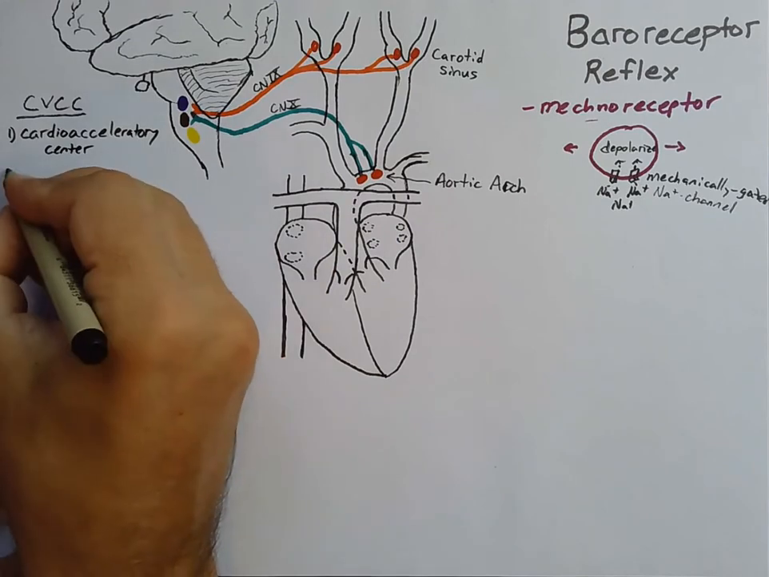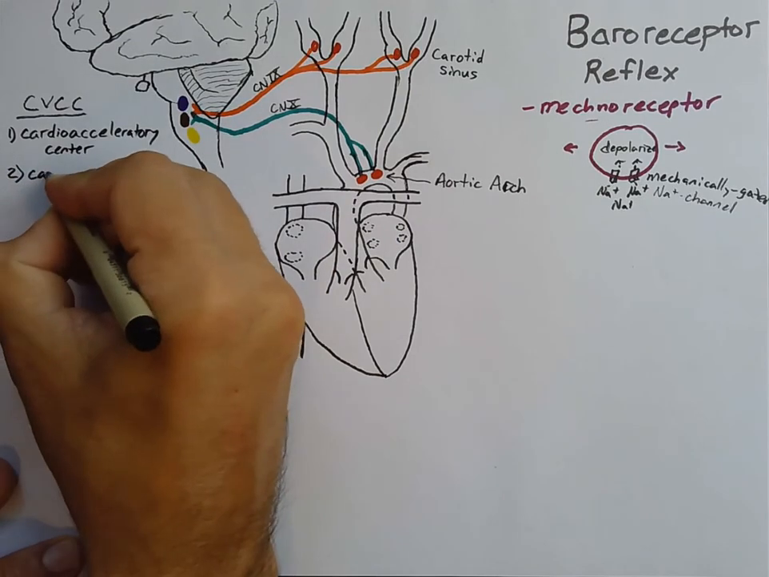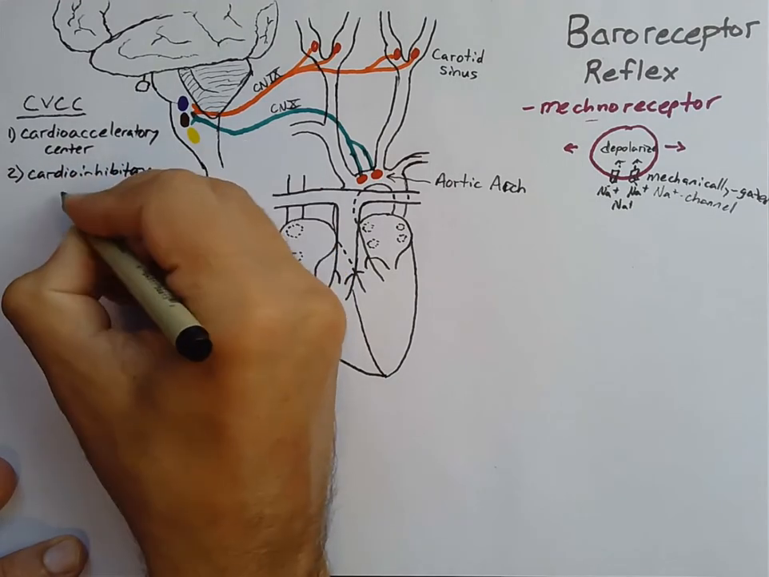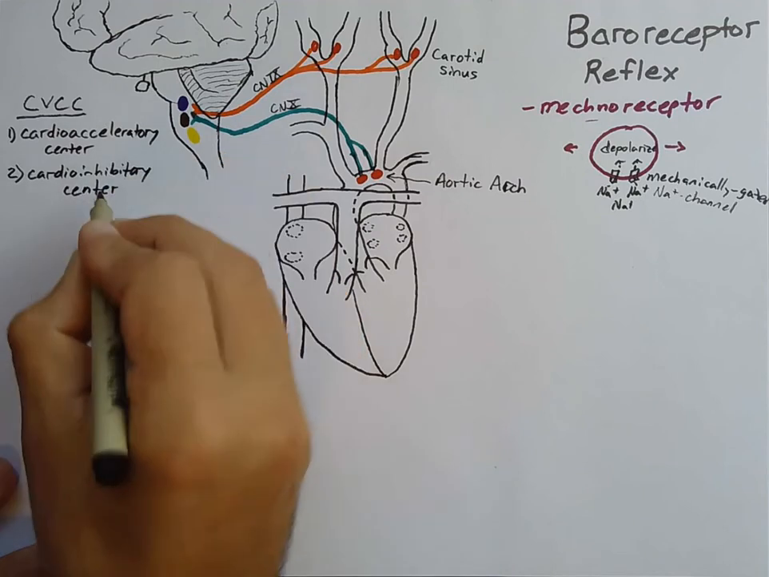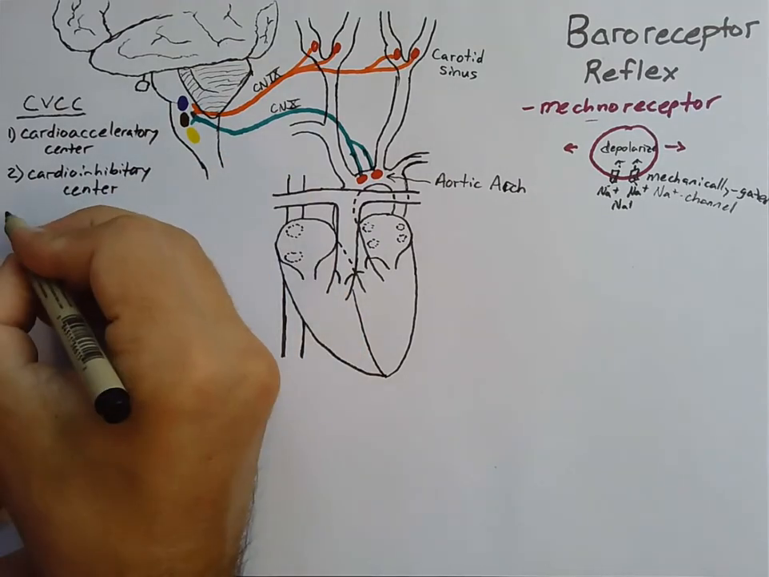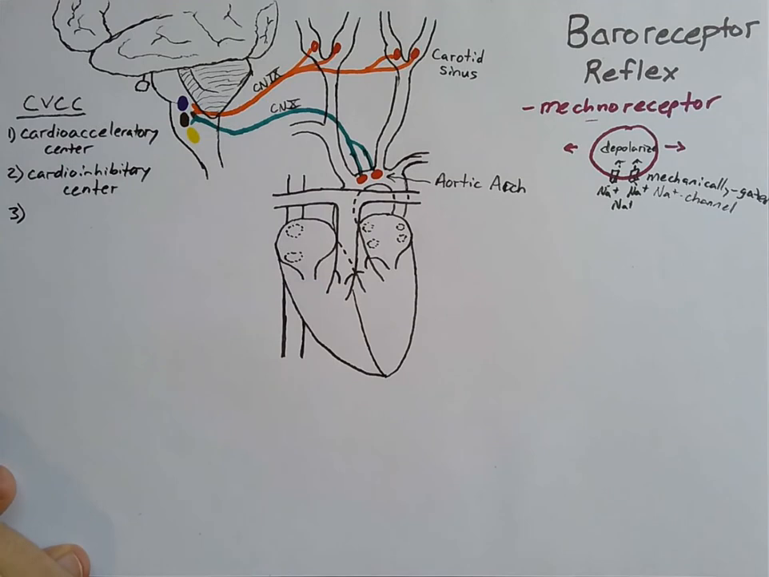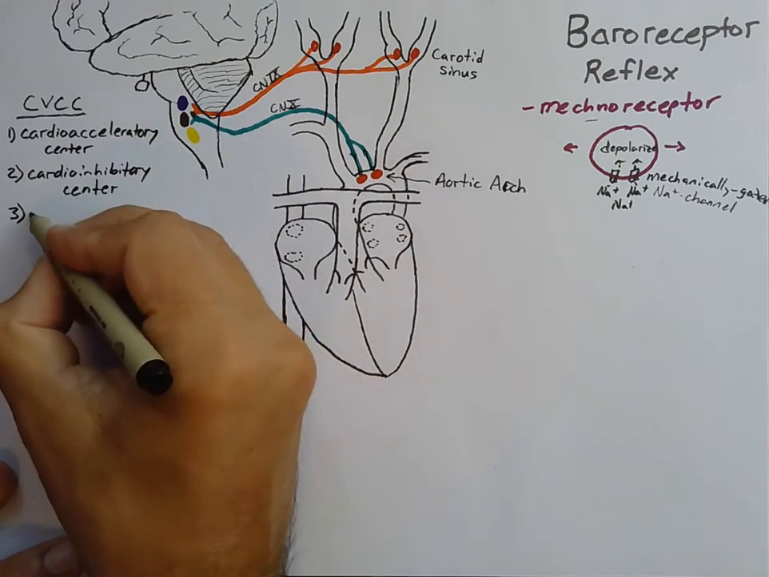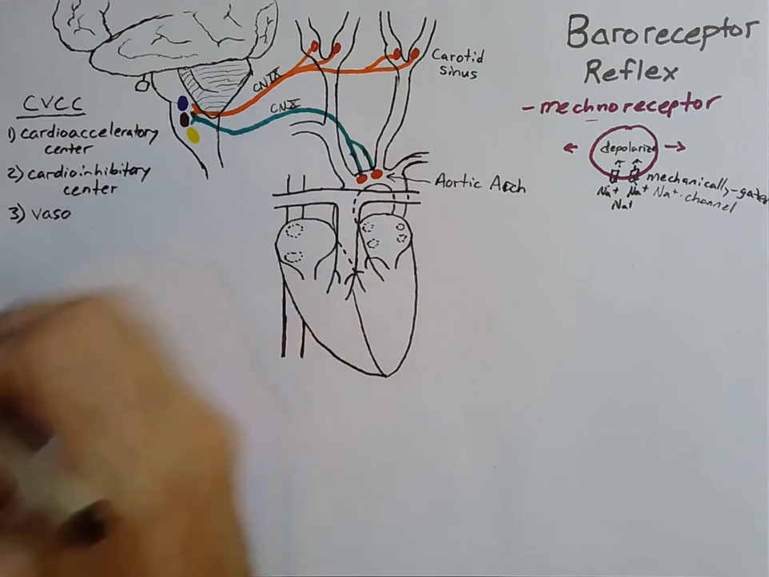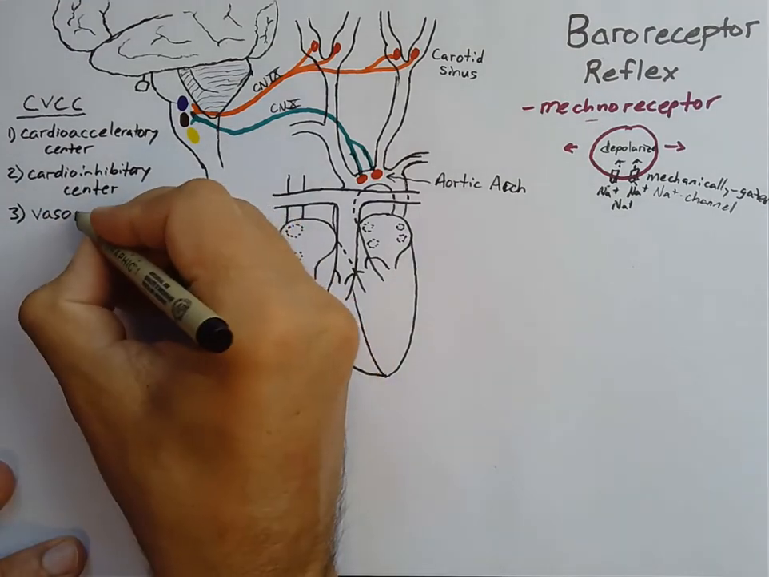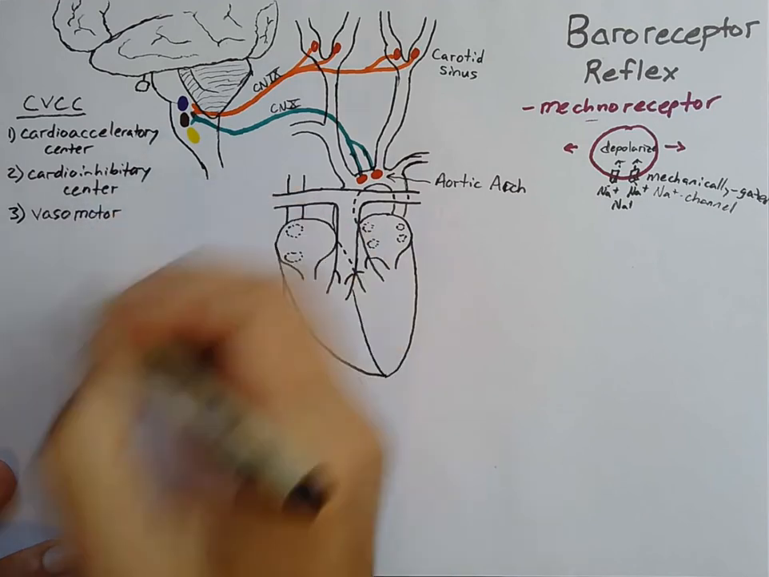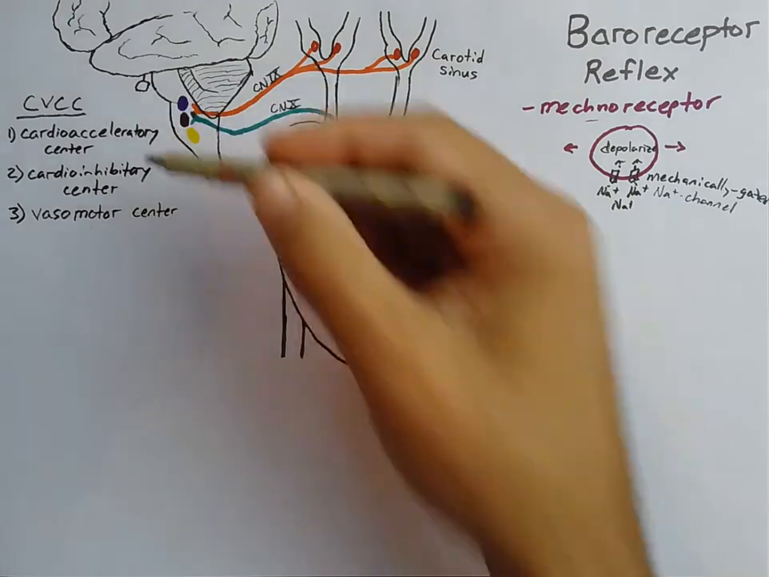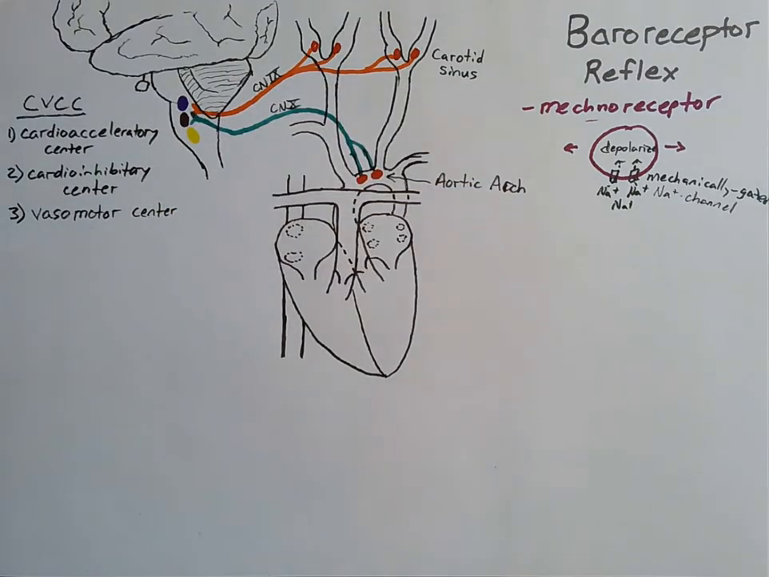2, it's going to have a cardioinhibitory center, which is going to slow that heart down. And 3, it's going to have some vascular control, so control over blood vessels. We call this vasomotor, control of the muscles, so a vasomotor center. Okay, cardioacceleratory, cardioinhibitory, and the vasomotor.